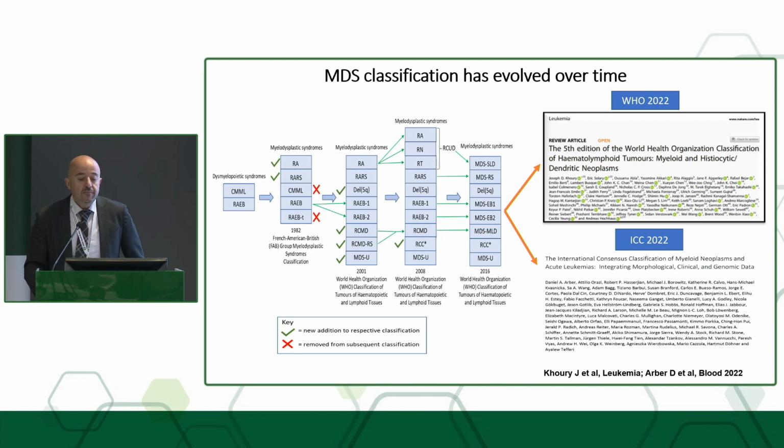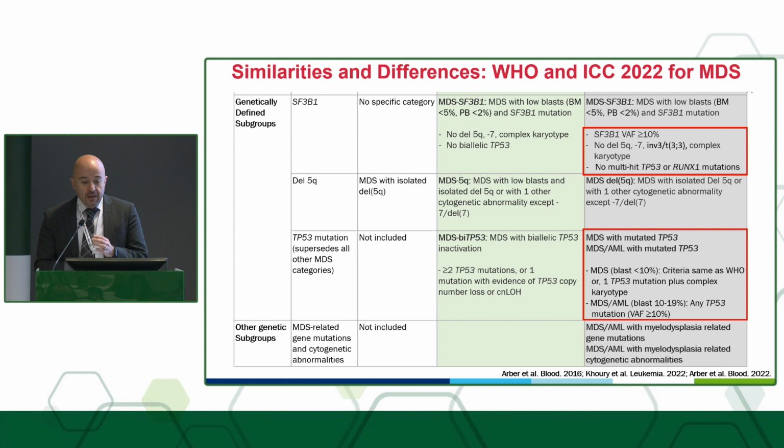So as you know, the MDS classification has evolved over time from a very simple two classification of CMML and refractory anemia with excess blast to different iterations of the WHO classification. And finally, last year, we had a split. It's more like a political split, actually, between the WHO and the international classification consensus. So now we face two classifications for MDS. But in reality, the similarities are probably more than the differences between those two classifications.